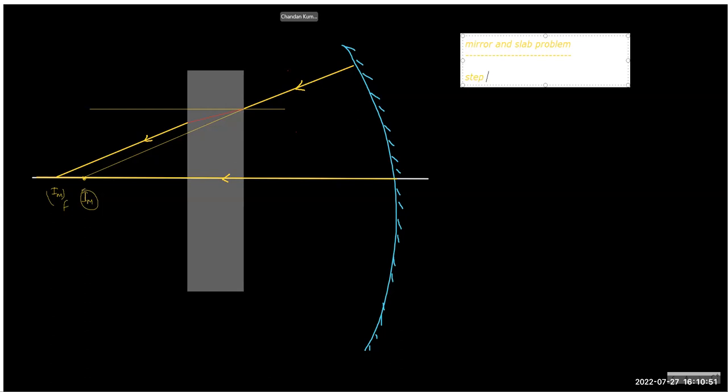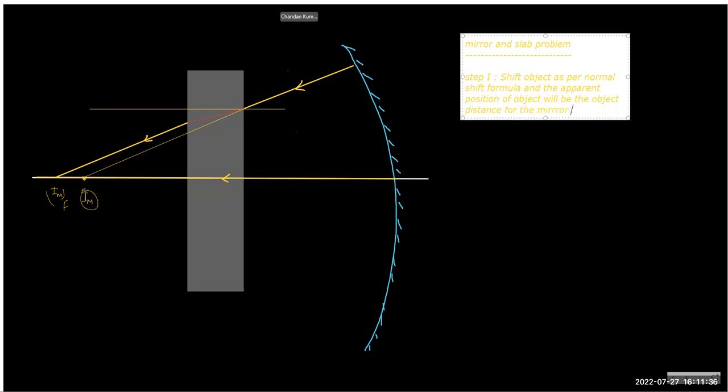First, shift the object, because you have to shift the object also. Because the slab will shift it normally, and then the mirror will perceive the apparent position of the object as the object. And the apparent position of the object will be the object distance for the mirror, right? And step two is what? Solve for the image position using the mirror formula.